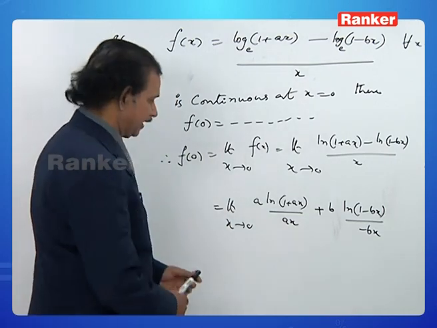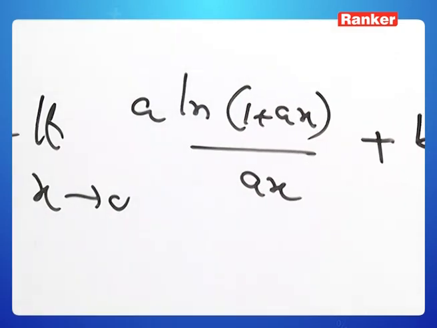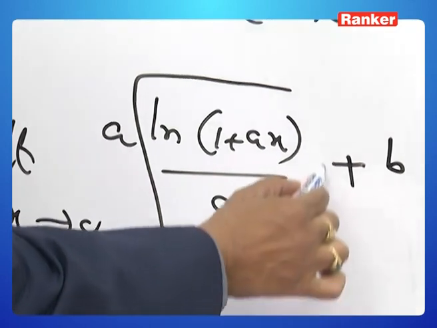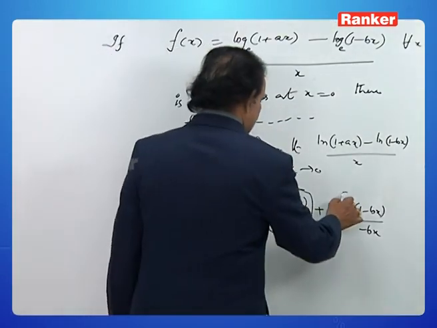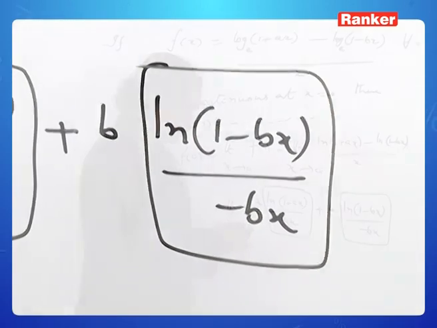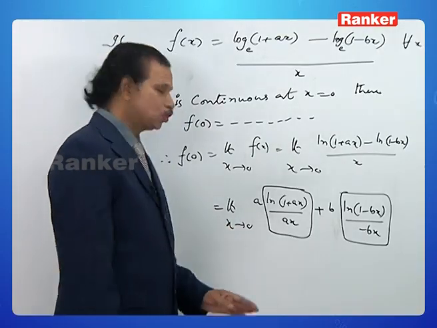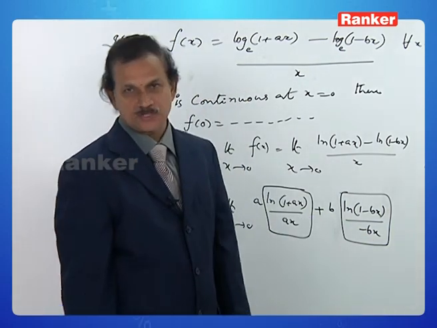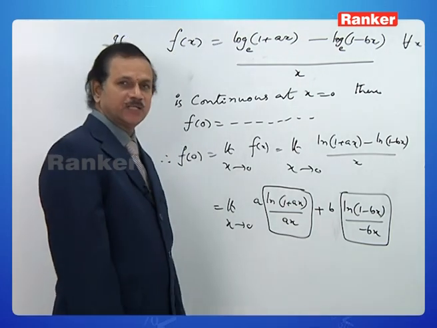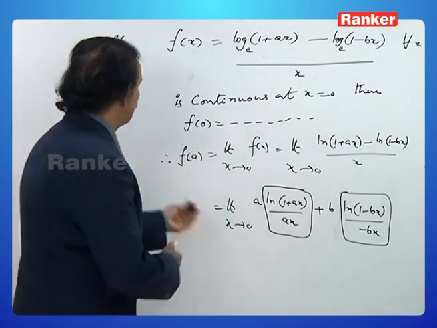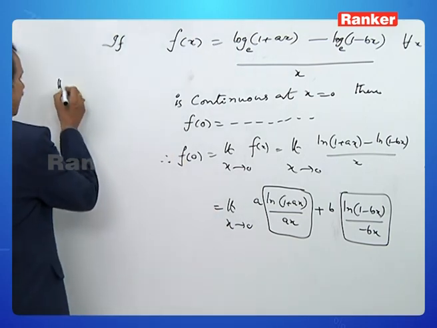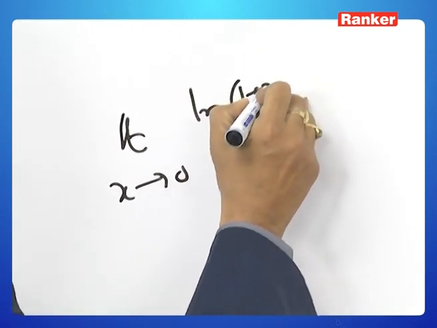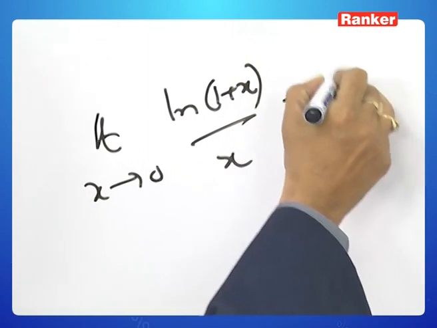Well, what do you want to have? This is 1 by ax into, so that everybody can believe that this is 1. Again, this is also 1. Because as x tends to 0, ax also tends to 0. As x tends to 0, minus bx also tends to 0. So, for the sake of brevity, I am making use of the standard limit. What is the standard limit? Limit as x tends to 0, ln 1 plus x by x is equal to 1.